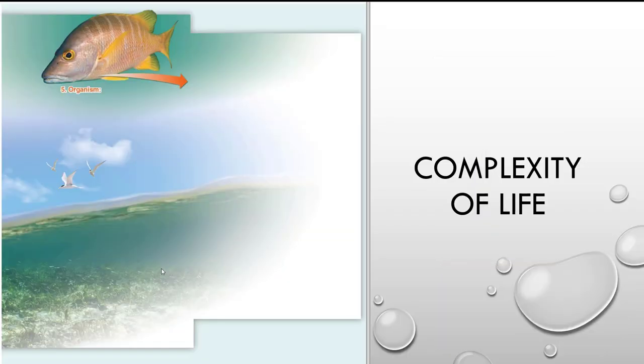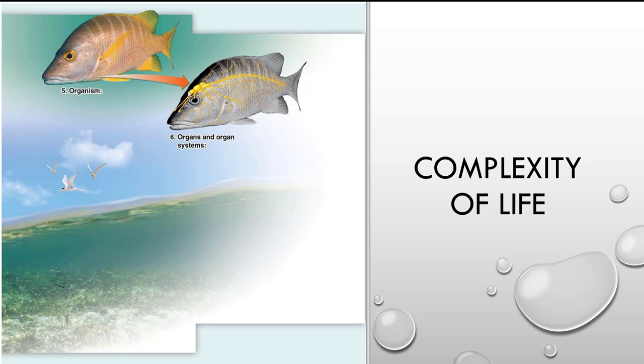But we can even get smaller. Okay, so starting with our little snapper here, we have our organism. So this is a single organism. And inside that organism, we have organs and organ systems. So you can see here, we have a nervous system, for example.